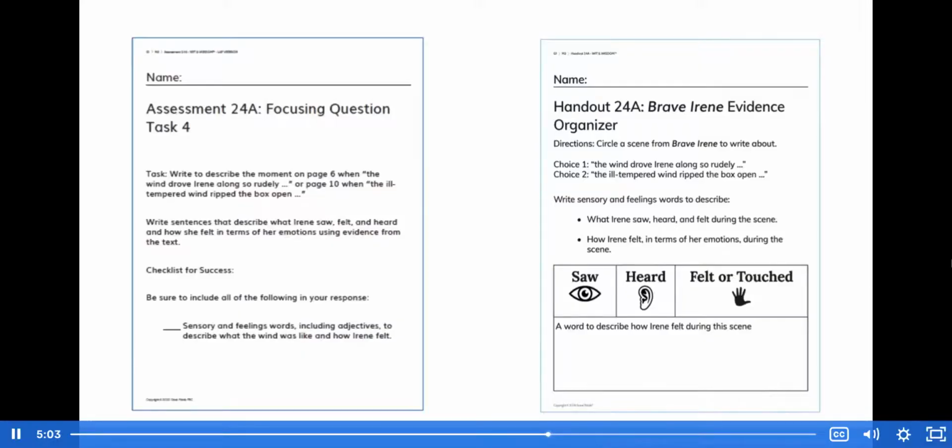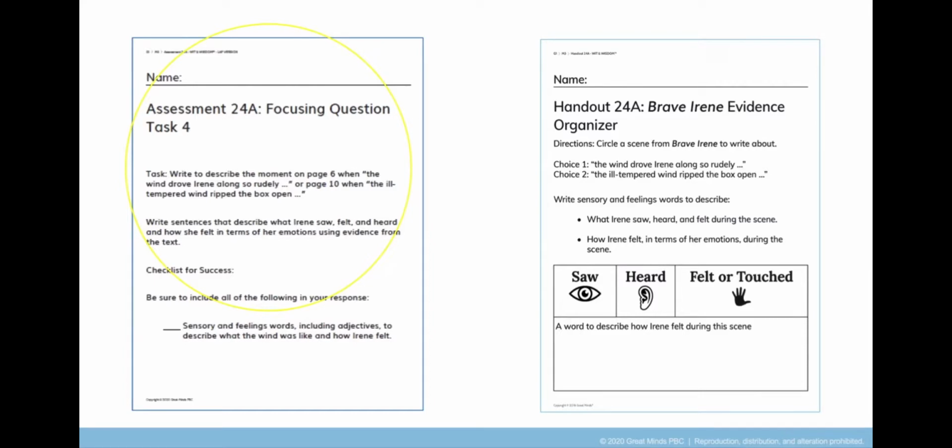Welcome back, friends. Now we're going to review Assessment 24A, Focusing Question Task 4. Listen carefully as I read the task. Write to describe the moment on page 6 when the wind drove Irene along so rudely, or page 10 when the ill-tempered wind ripped the box open. Write sentences that describe what Irene saw, felt and heard, and how she felt in terms of her emotions using evidence from the text. Checklist for success. Be sure to include all of the following in your response. Sensory and feelings words, including adjectives to describe what the wind was like and how Irene felt.